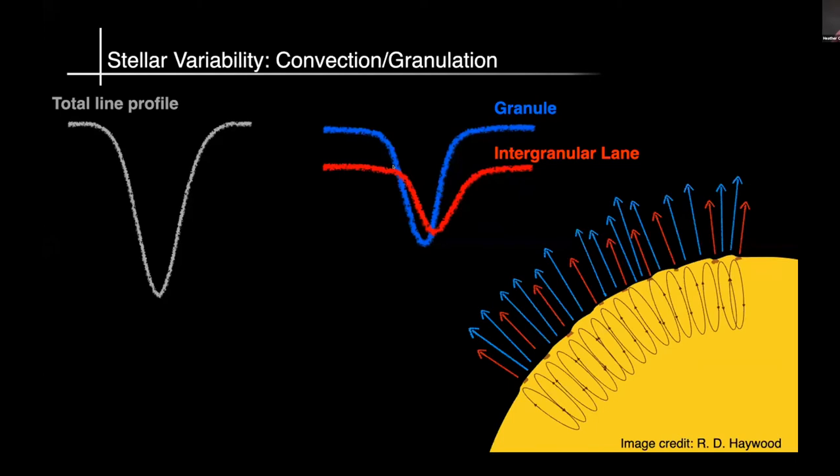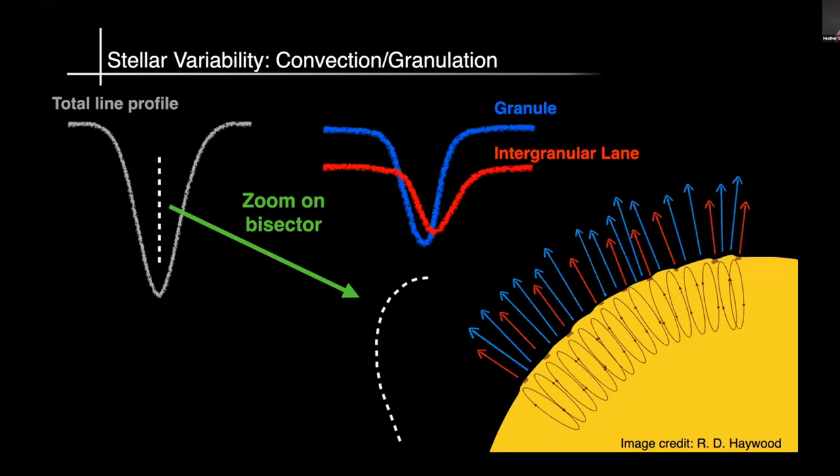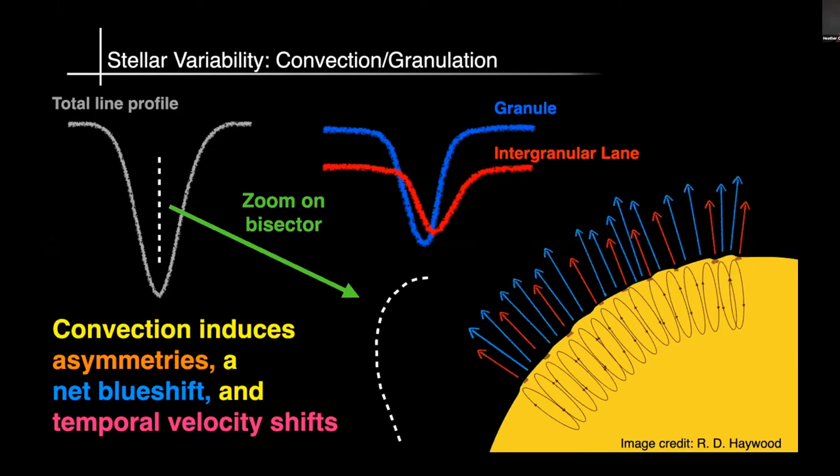So one way to examine the symmetry of this line is to look at the bisector. We take horizontal slices and we grab the midpoints. If you had a perfectly symmetric line, this would be straight. And at first glance, this looks straight. But if we zoom in, we get this characteristic C shape, where this granular line profile is contributing to our net blue shift and this trend towards the bluer end here. And then the intergranular lane component is kind of depressing this redward end. So the takeaway is that convection introduces asymmetries, a net blue shift, and temporal velocity shifts.